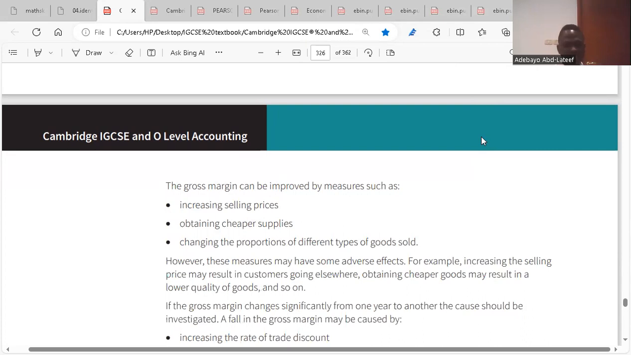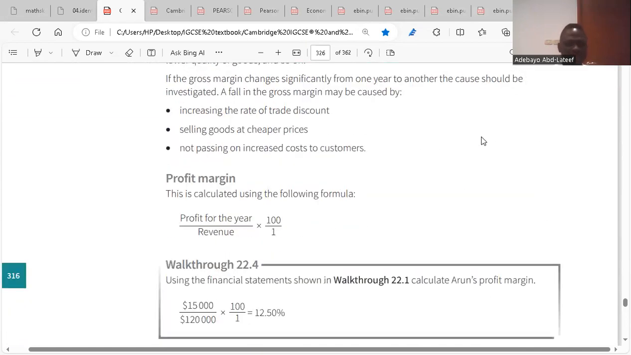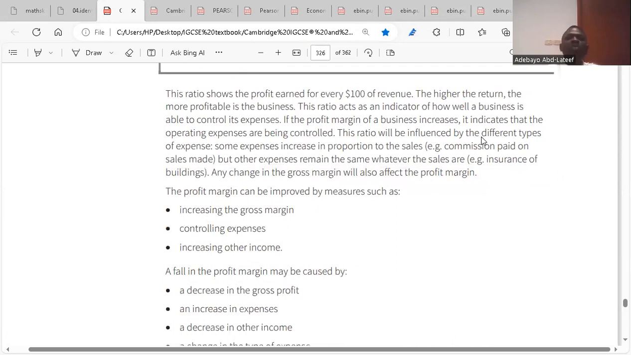So here it said the gross margin can be improved by measures. Okay, we talked about that. So we go to the net profit margin. How can we improve the net profit margin? One, by increasing the gross profit margin. If you have to increase the net profit margin, you have to increase the gross profit margin.